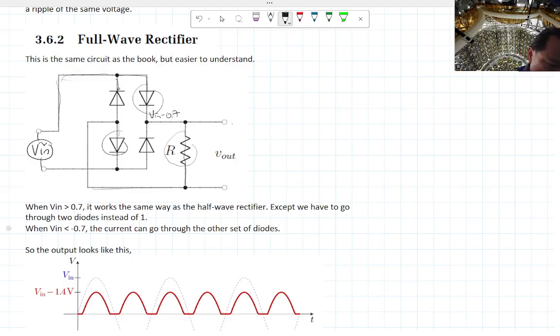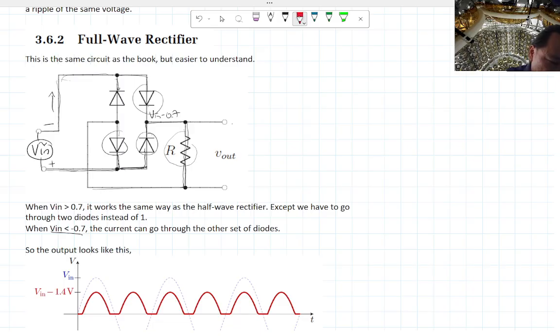But let's see what happens when Vin is negative. This is more negative, this is more positive. Now in this case, the way you can think about this is that instead of current going in this direction, I'm going to try to drive current going through the other direction. You have a similar situation where the current's blocked this way, but then it can go through this other set of diodes, still giving you Vin minus 0.7 volt. And then it goes through the resistor.